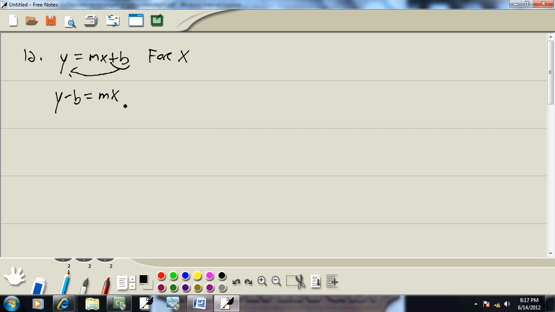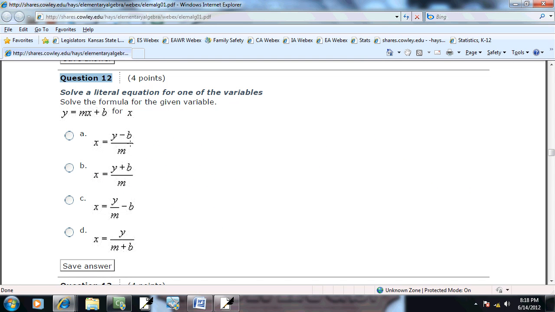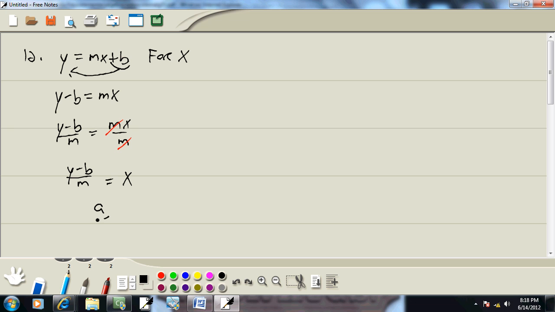The last step, divide both sides by what's in front of or back of the variable you're solving for. Solving for x, there's an m in front of it. So we're going to divide both sides by m. Those m's are going to cancel. And we get x is equal to y minus b over m, unless they split them into separate fractions. So y minus b over m looks like a. So a is our answer.